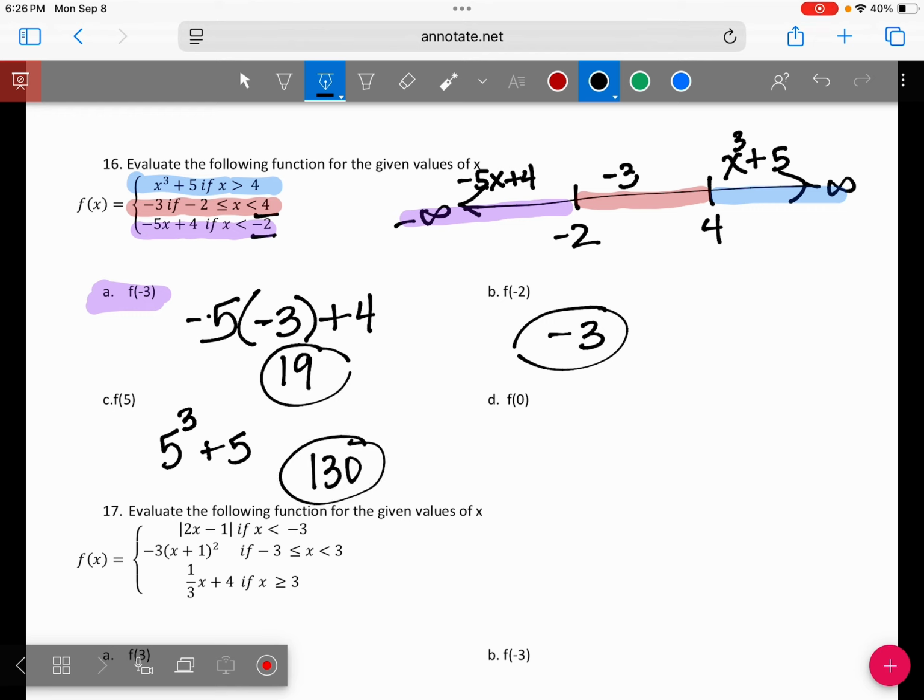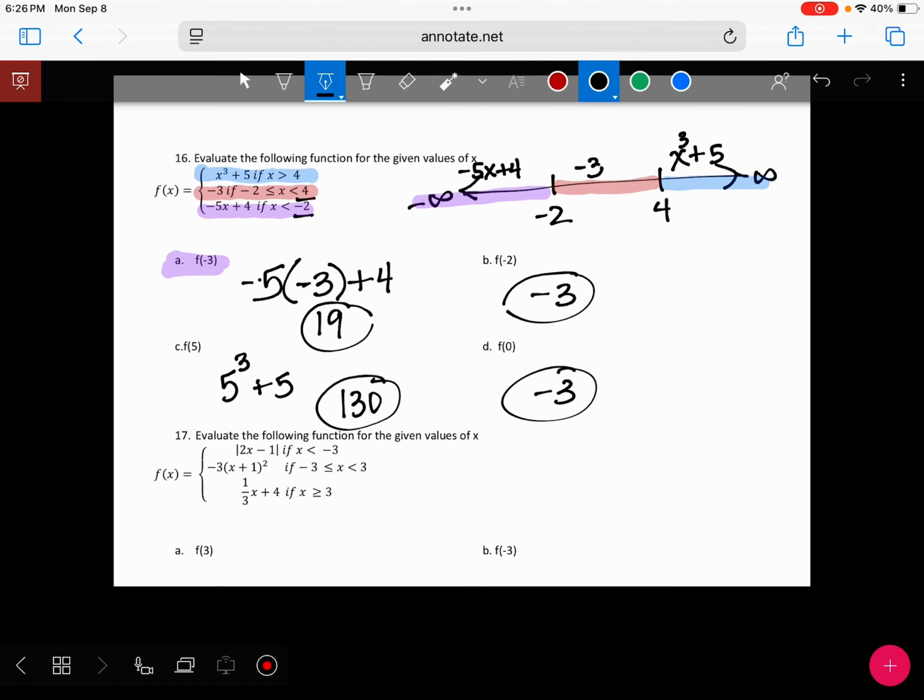And then lastly, 0. Well, 0, again, falls between -2 and 4. So my answer is -3. All right, let's do one more. Let's look at number 17.